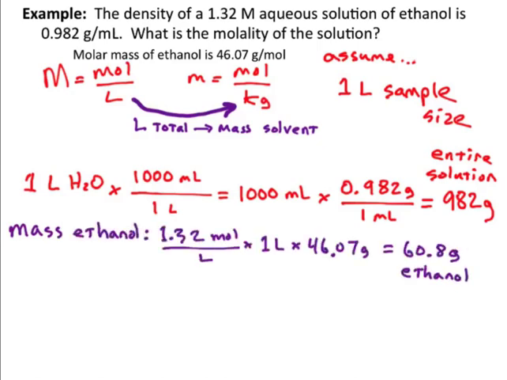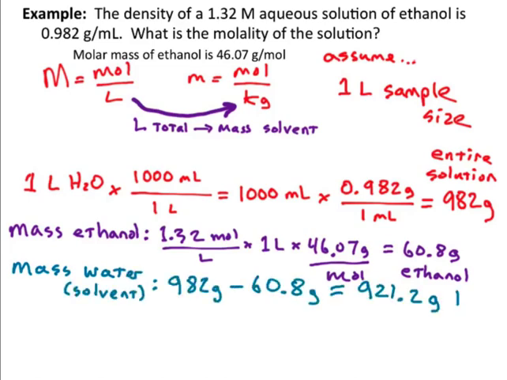Well, we have the molarity of it. We have our sample size that we assumed. Right? This here is the sample size we assumed, 1 liter. And then you have the molar mass, the grams per mole. And then here you go. You have 60.8 grams of ethanol. Perfect. Now we do some subtraction. Mass of water, which is the solvent, is 982 grams minus the 60.8 grams. So the mass of the entire solution minus mass of the ethanol. And this gives us the mass of just the water.